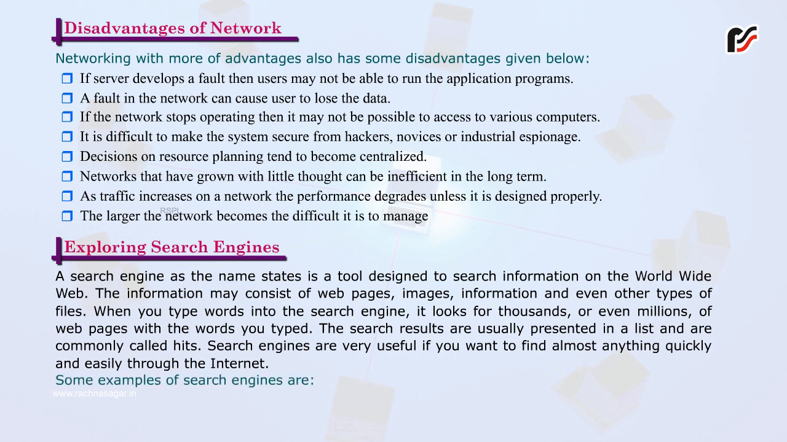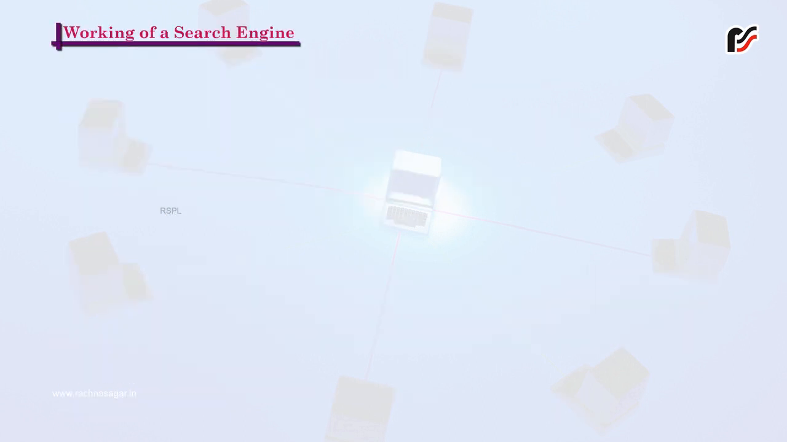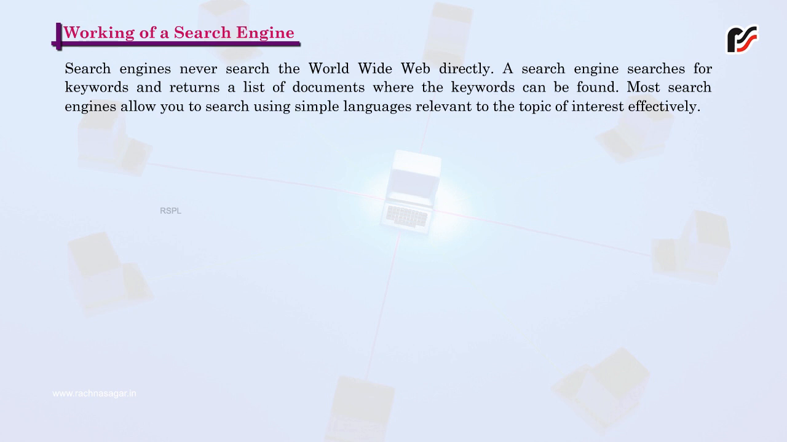Some examples of search engines are Google.com, which has the largest number of users in the United States, Ask.com, Dogpile, and Bing.com. Working of a search engine. Search engines never search the World Wide Web directly. A search engine searches for keywords and returns a list of documents where the keywords can be found. Most search engines allow you to search effectively using simple language relevant to the topic of interest.